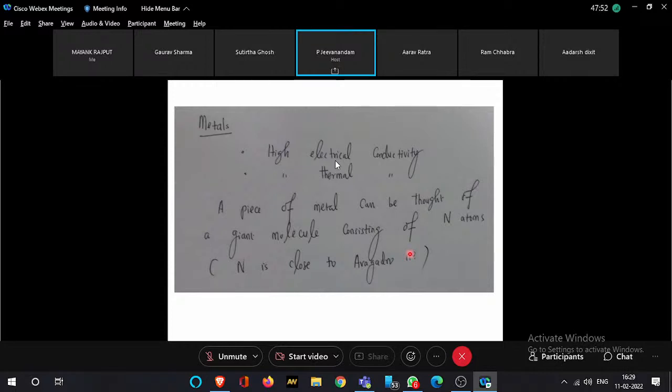Metals have a very unique property: high electrical conductivity and high thermal conductivity. Now the question is, how do you explain these behaviors? What type of bonding do we have? I was telling you, in a metal you have a sea of electrons, which means a highly delocalized situation. These electrons are there. Now, how are you going to explain their behavior?